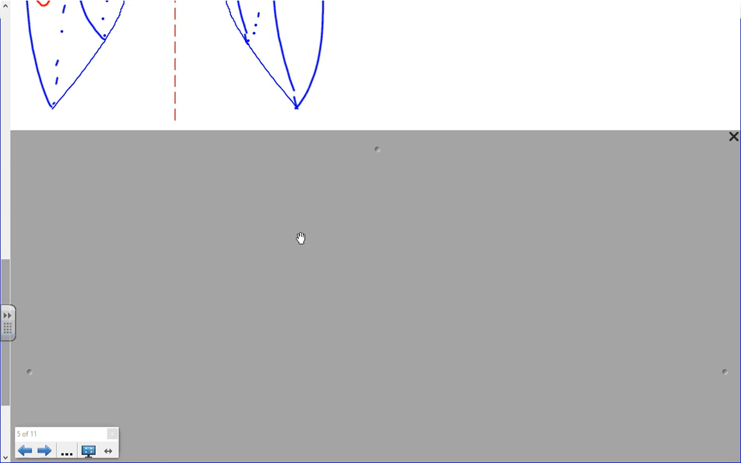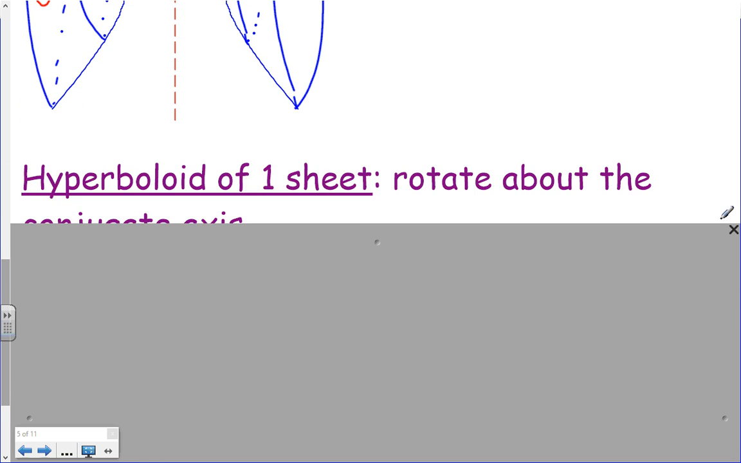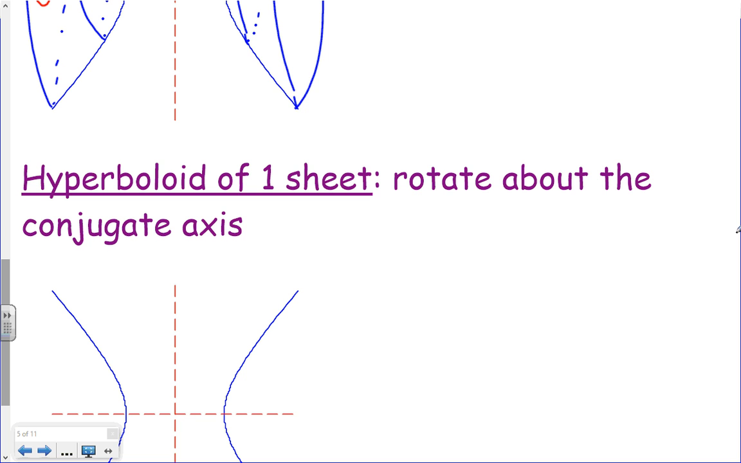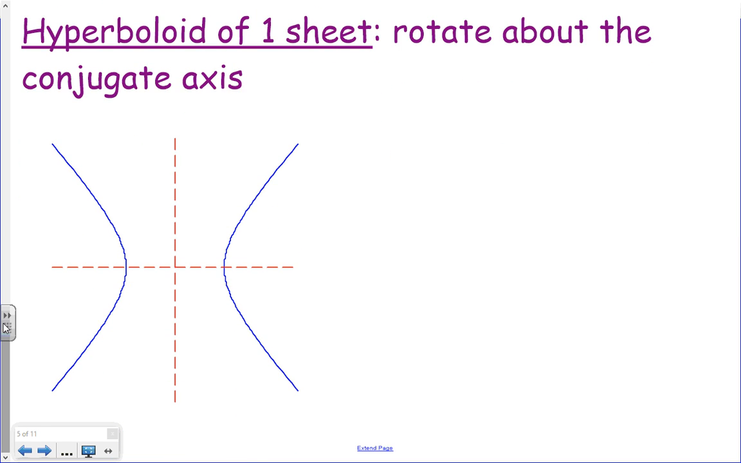And the last one for us is the hyperboloid of one sheet. It's called the hyperboloid of one sheet because you're going to end up with one skin here, if you will, when you rotate this around, as opposed to two that we saw in the previous one. We're rotating around the conjugate axis this time.